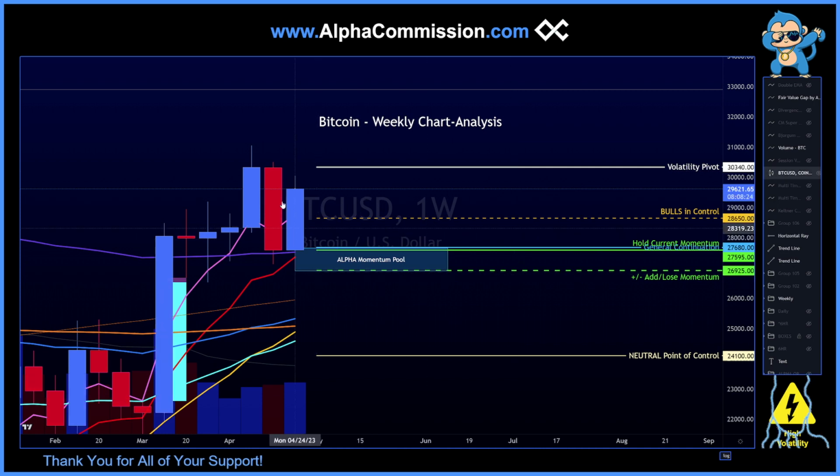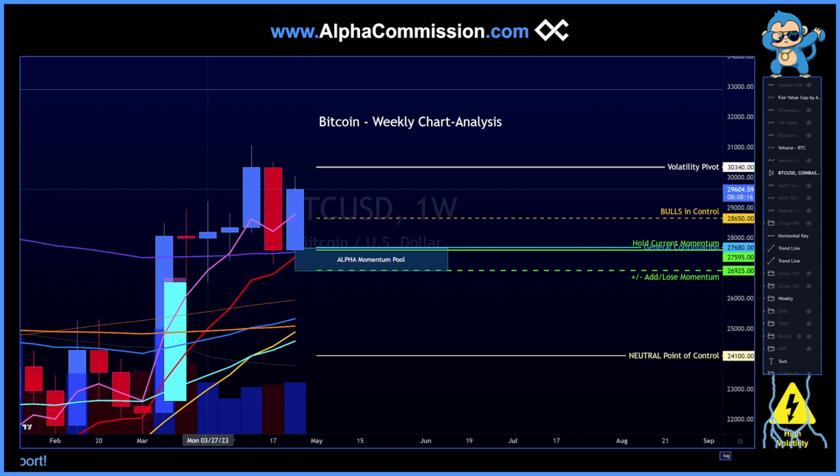As you can see, things are going pretty well, and all of these charts are aligning. The weekly, the daily, and the 6 hour to the bullish side, with only some question mark as to when we're going to be able to recapture the volatility pivot on the weekly. But the caveat being that bulls are in fact in control on the weekly.